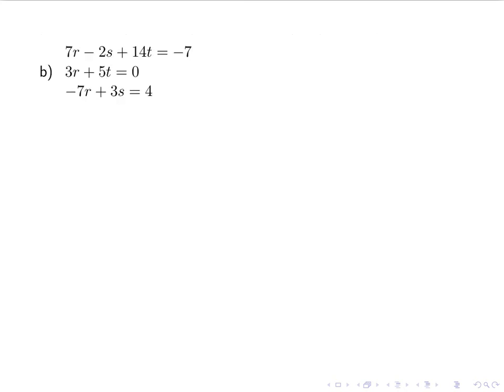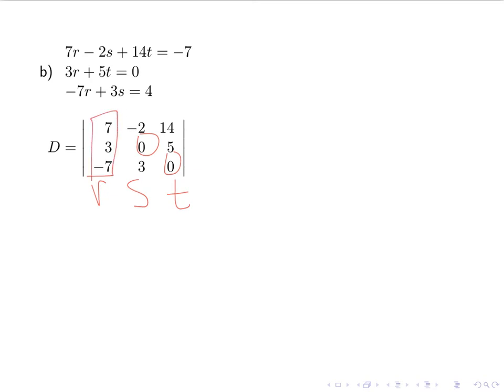For my last one, we don't always have x, y, and z, so in this case we have r, s, and t. So 7r minus 2s plus 14t equals -7, 3r plus 5t equals 0, -7r plus 3s equals 4. I set up my D, but now my columns are R, S, and T, not X, Y, and Z. And I look, and again I notice that my S and T columns have zeros, my R does not. So after I find D, I'm going to find D sub R.